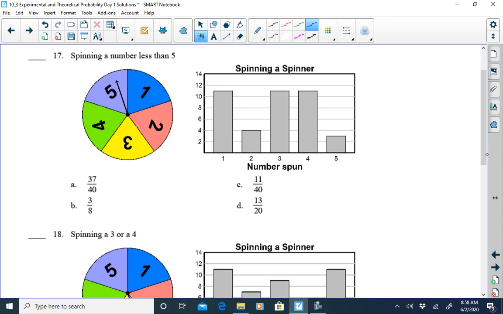Okay, question 17. Spinning a number less than 5. Well, a 4, a 3, a 2, and a 1 are all less than 5. So we have to find how many each of these were spun. So it looks like 10, 12, that was 11, this was 11, this is 11, and this is 4. So 11 times 3 is 33, and 4 is 37. So it looks like 37 out of the 40 spins were less than 5, and that would be answer A for question 17.